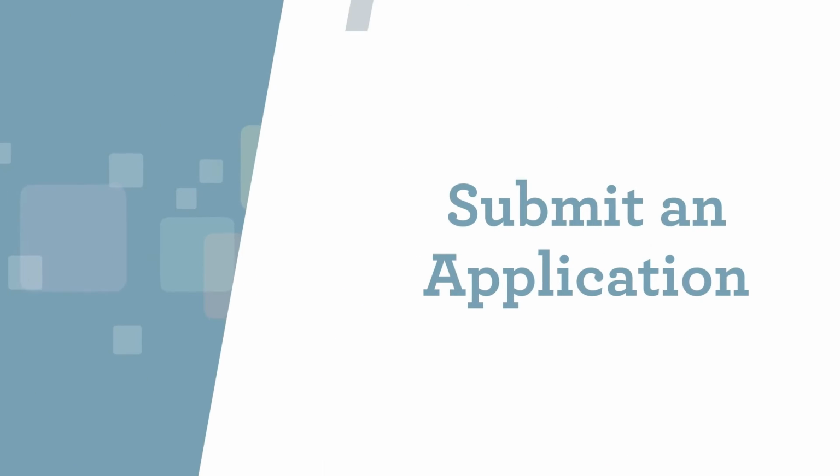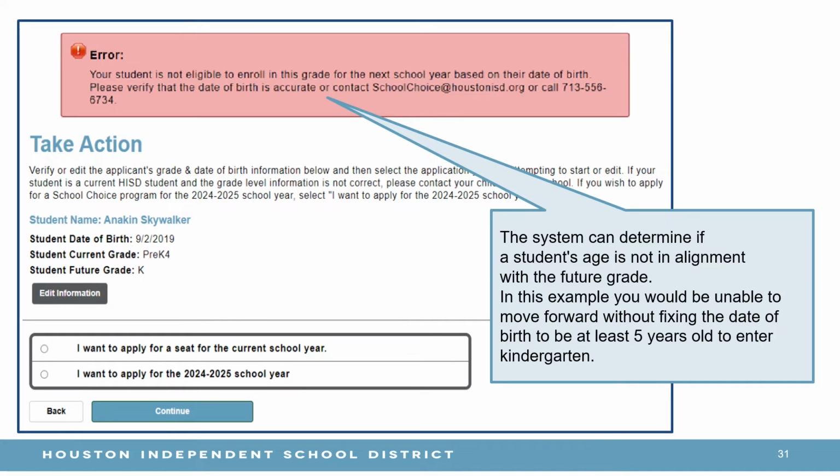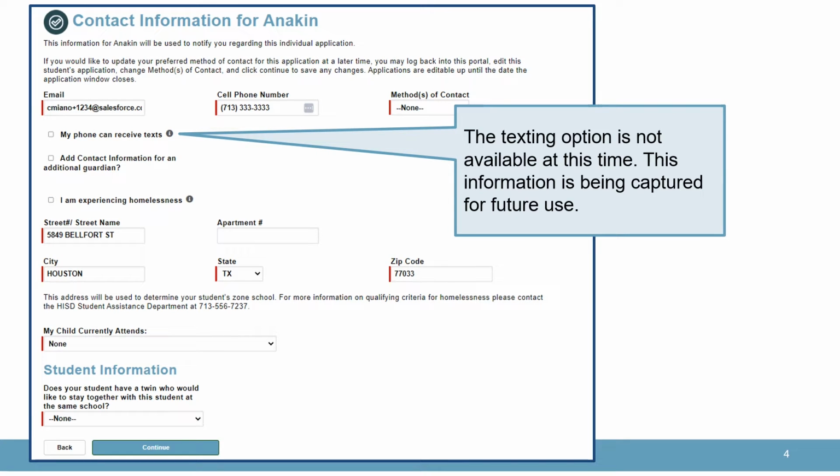Submitting an application. The system can determine if a student's age is not in alignment with the future grade. In this example, you would be unable to move forward without fixing the date of birth to be at least 5 years old for an entering kindergartner. The text option is not available at this time. However, if it does become available, the district will provide that option to parents.